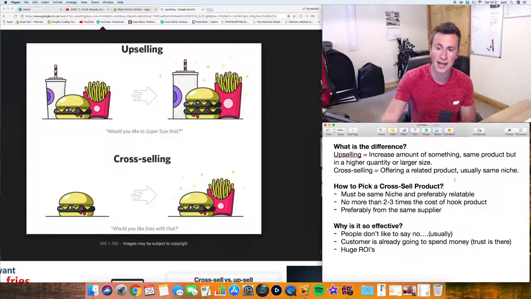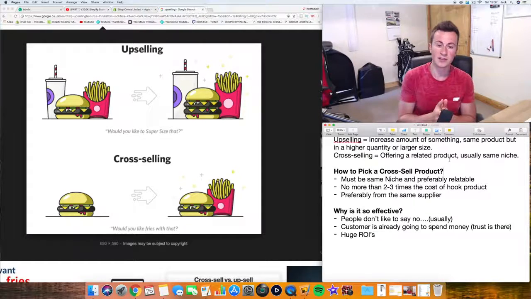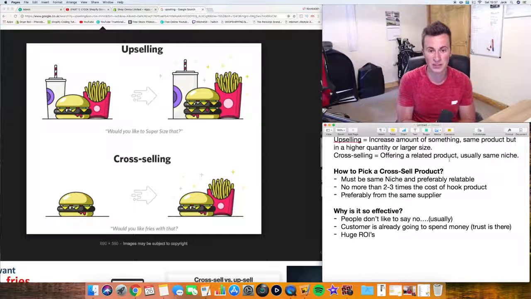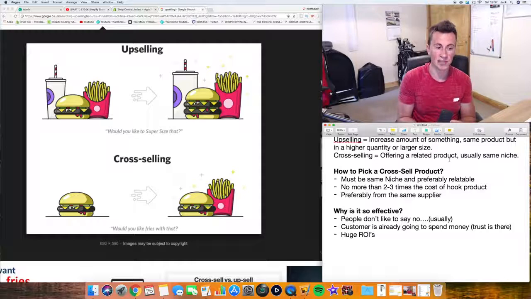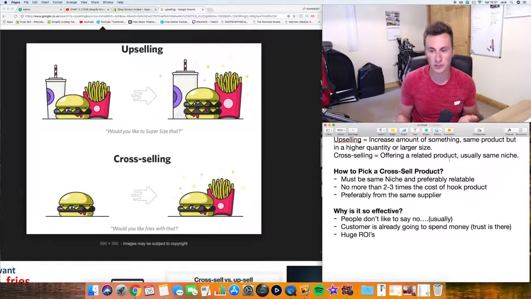Moving on then, how to pick a cross-sell product. As I said earlier, it must be in the same niche. The idea here is to get the customer envisioning themselves, imagining themselves using that product with the product they're buying. Just make it as relatable as possible. So going back to the coffee niche again, if someone's buying coffee beans, a mug would be a great cross-sell product because they could use their new coffee in their new mug. They go hand in hand. You can't use one without the other.